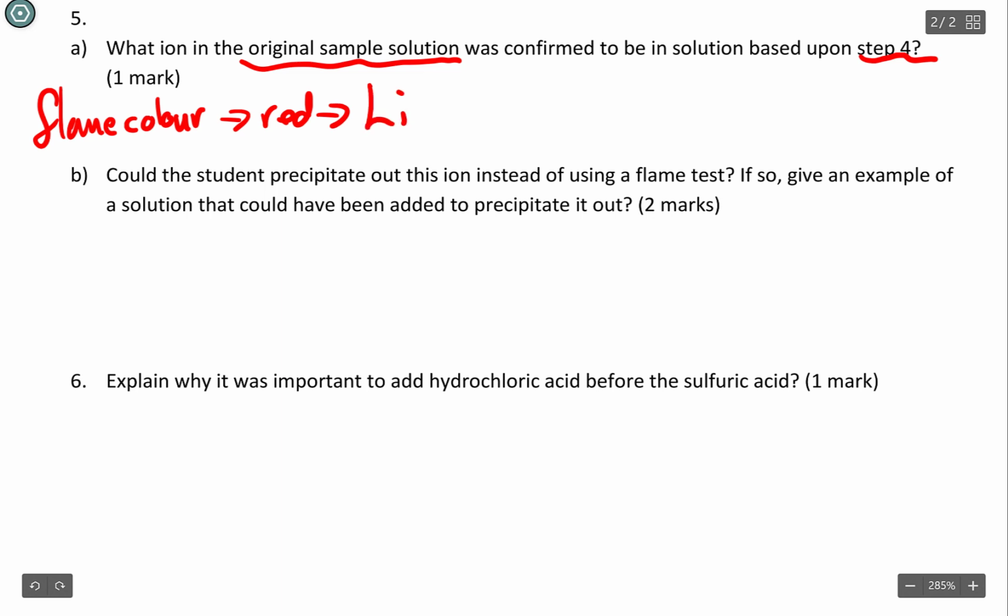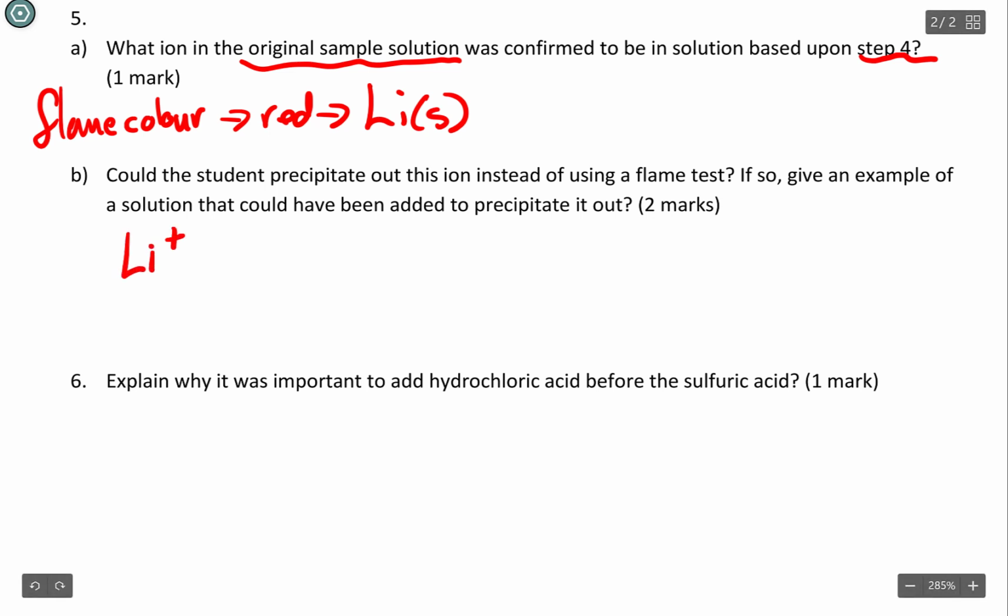and this confirmed that we had lithium ion. Okay, now a follow-up question says, could the student precipitate out this ion instead of using a flame test? If so, give an example of a solution that could have been added to precipitate it out.